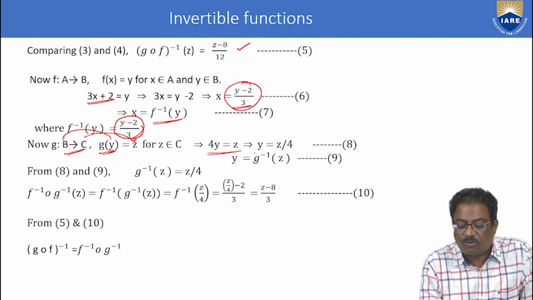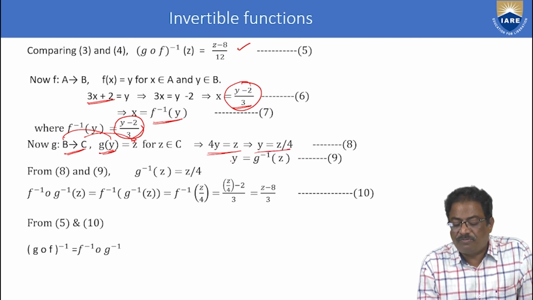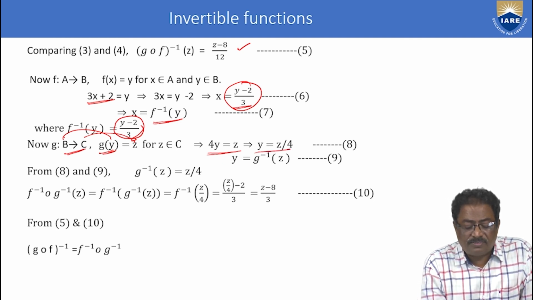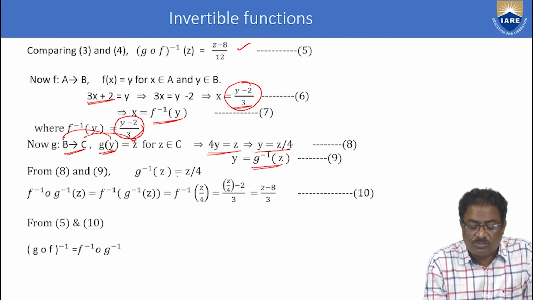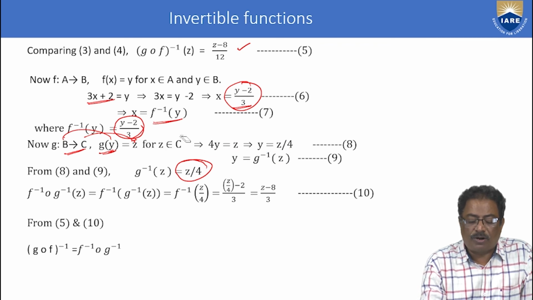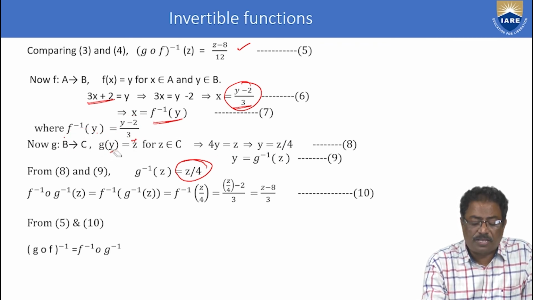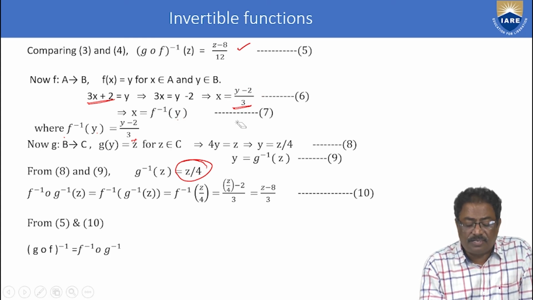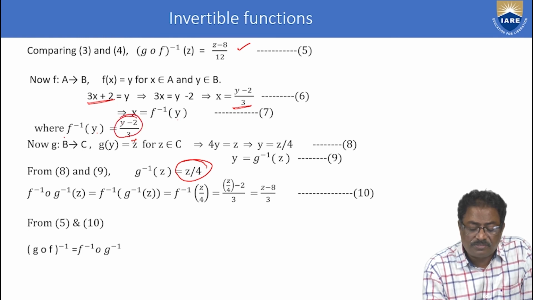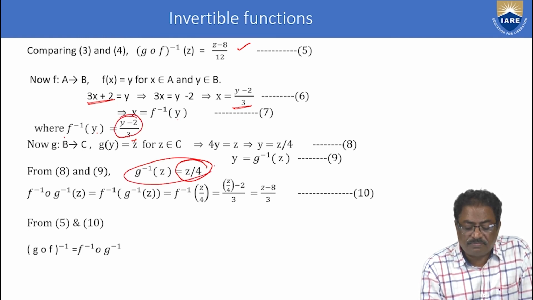So from this, what is y? z by 4. What is y? It is g inverse of z. So g inverse of z is equal to z by 4. So what am I going to get? I am getting f inverse, and now g inverse. Say this is f inverse and this is g inverse.